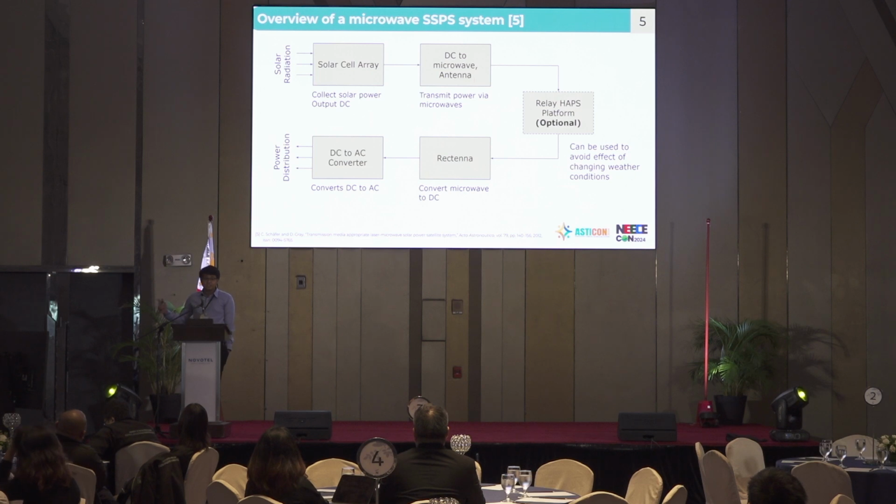This is an overview of its different subsystems, and what I want to focus on here is the DC to microwave block and direct antenna block, at least the interface between them. How do we transfer power over a long distance?